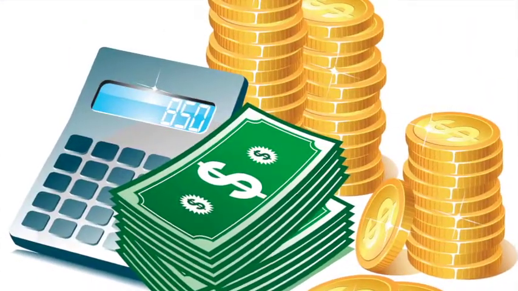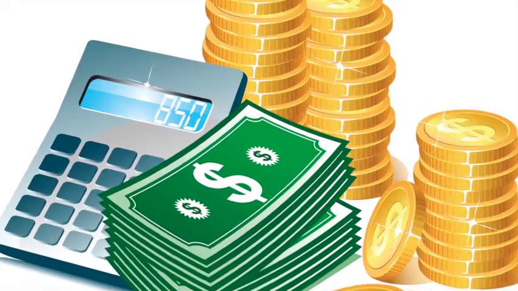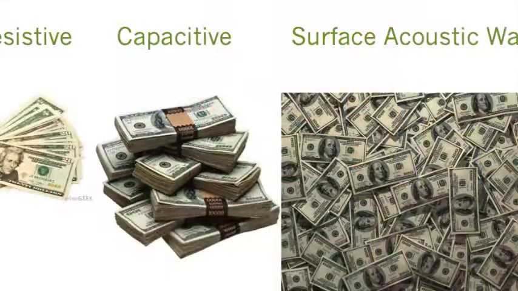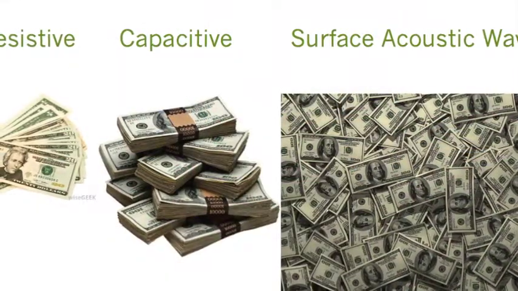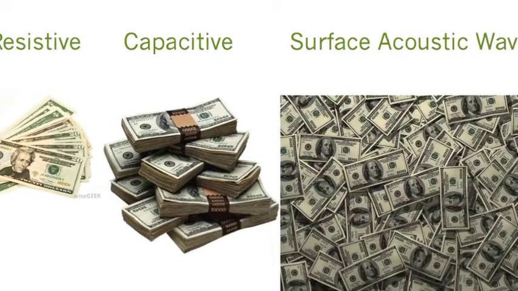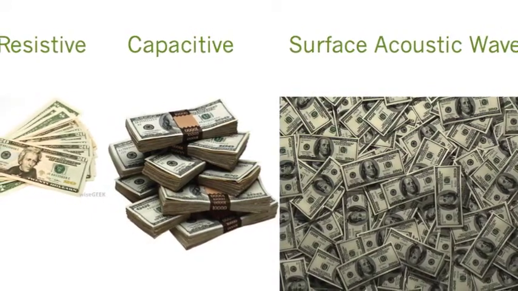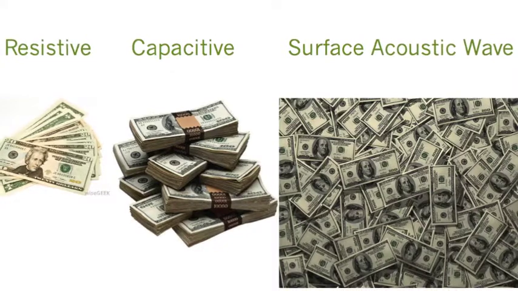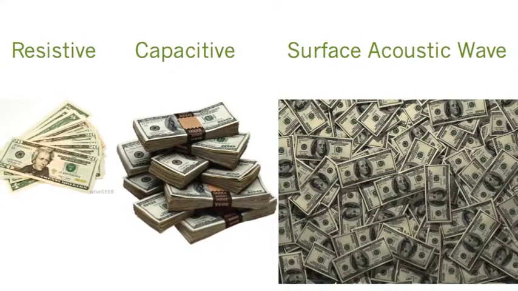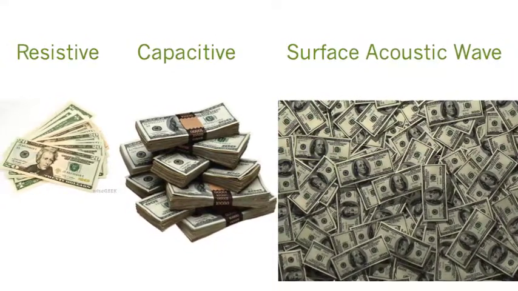One last thing to consider is the cost of these systems. The resistive system is the least expensive, since it has a lower picture quality, and it is easier to damage. The surface acoustic wave system is usually the most expensive of the three systems.